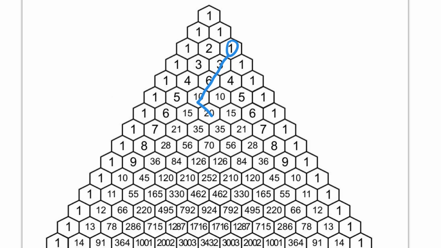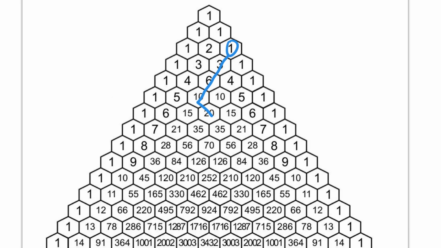And in our hockey stick, we take the numbers along the handle and add them to each other. So 1 plus 3 plus 6 plus 10. That's going to equal 20. Surprise, surprise. That's the number at the tip of the hockey stick. Let's try a different approach here.